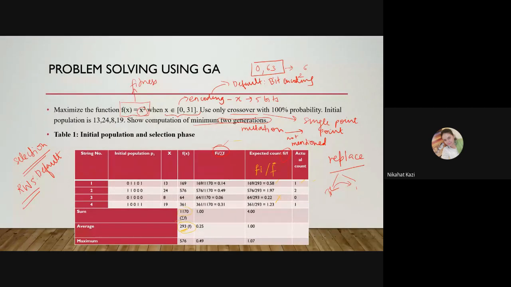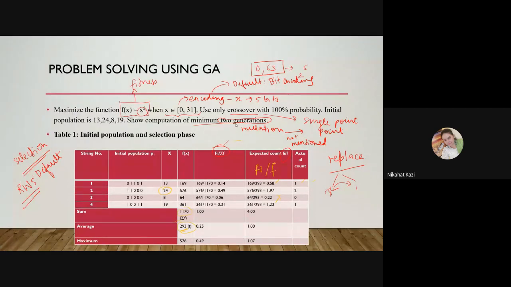So you will see that this particular individual, that is 24, is having the highest fitness here. So it is getting two copies, it is being favored, right? Two copies are selected for the operations to be performed, that is crossover and mutation. In this case only crossover, but the next operation. So this is selection is done.